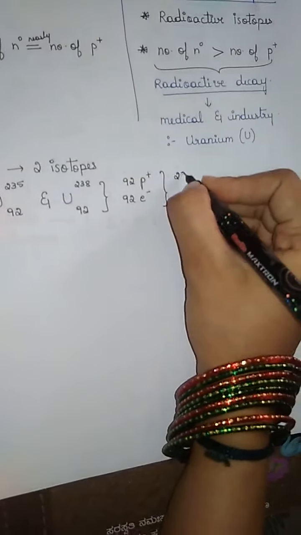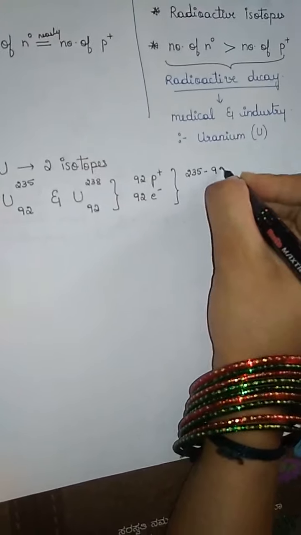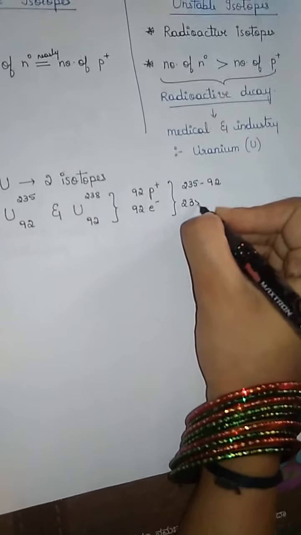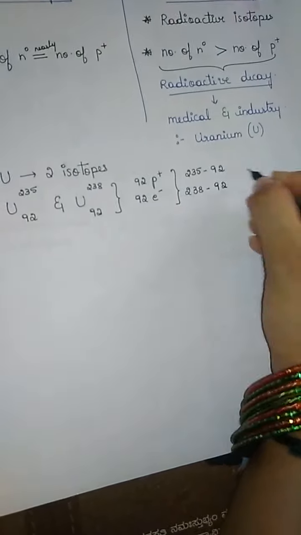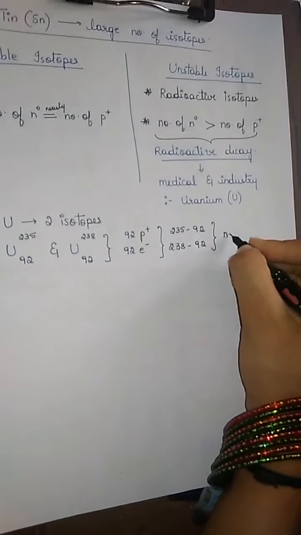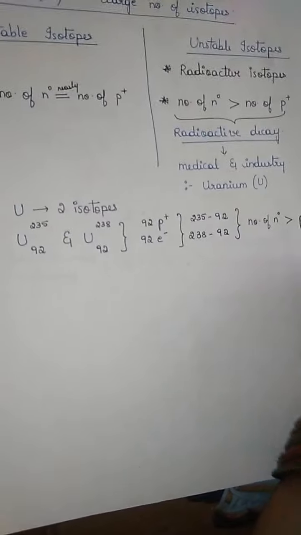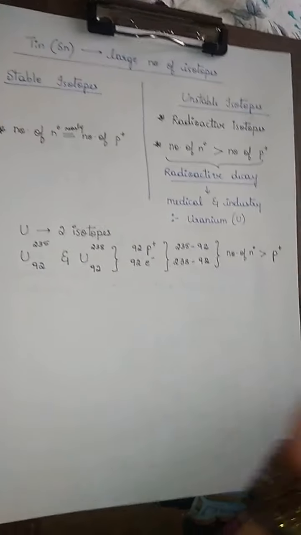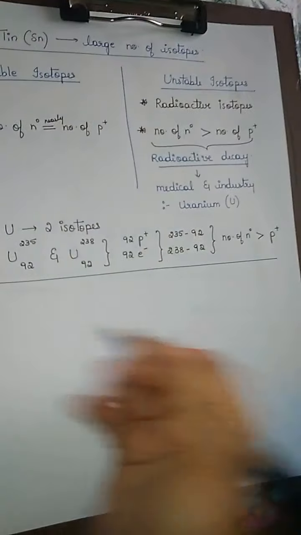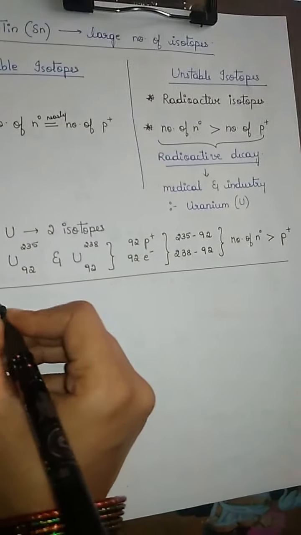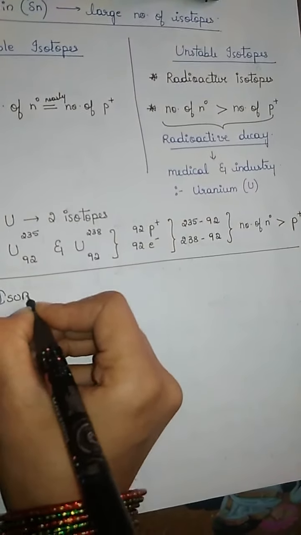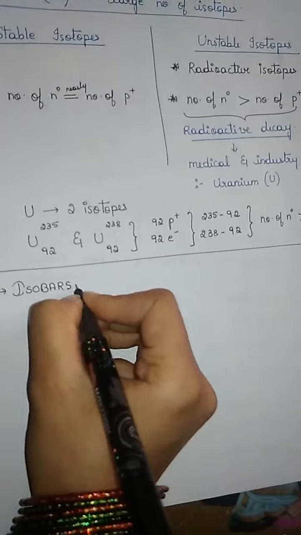But what about the number of neutrons? That is 235 minus 92 and 238 minus 92. So here you can see the number of neutrons is more than the number of protons. So this is about isotopes. Now let's move on to the next topic called isobars.